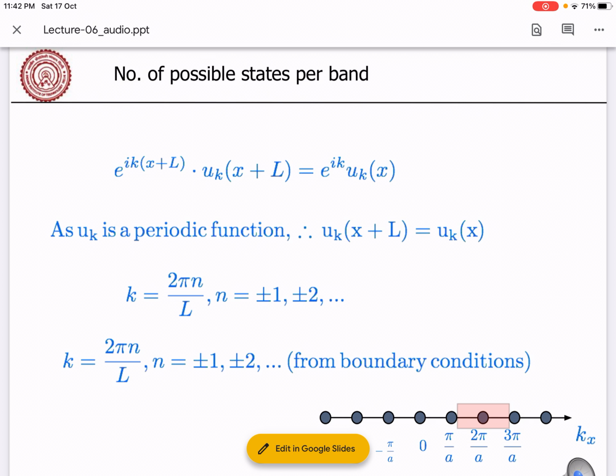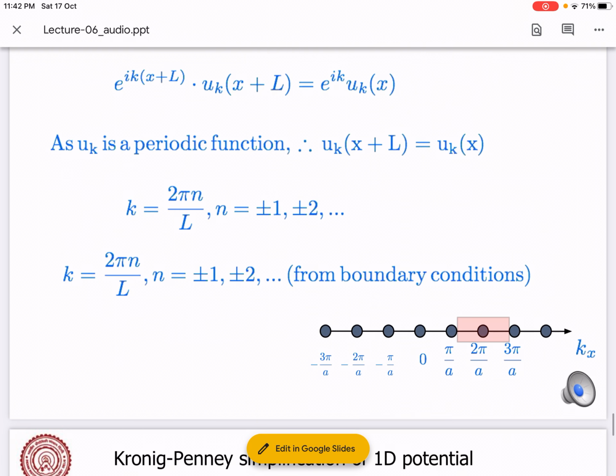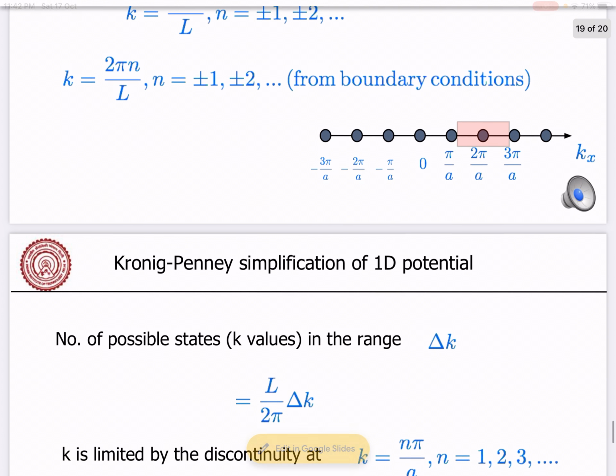So, now what I am trying to show here is the one dimensional case. Now, this is the k space, right. We will discuss reciprocal space in the next chapter. So, this is the k space in one dimension, and each point is basically one allowed k value. So, what we see is that within 2π/L there is only one allowed k value.